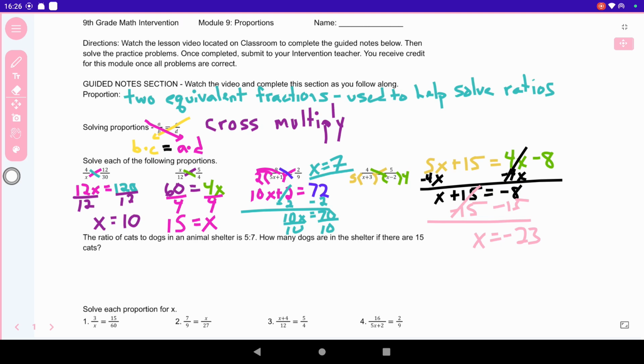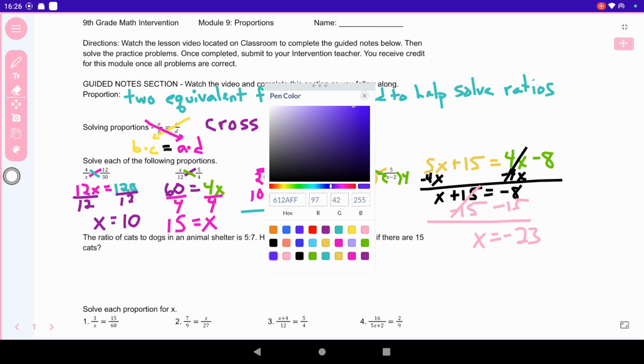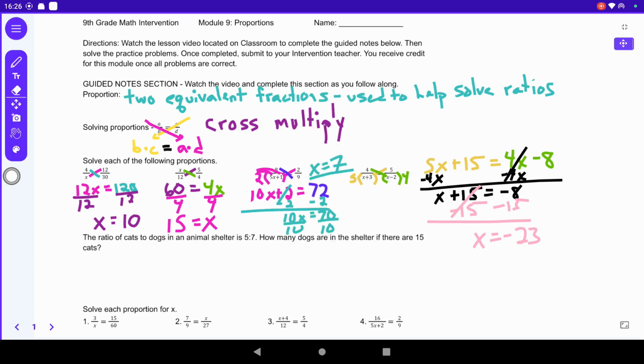Whenever we have a word problem, we can use a proportion to set up the ratio to solve. And what some people will do is label C, D, X, Y, whatever it happens to be. So it says the ratio of cats to dogs in an animal shelter is 5 to 7. So that means for every 5 cats, there are 7 dogs. How many dogs are in the shelter if there are 15 cats?